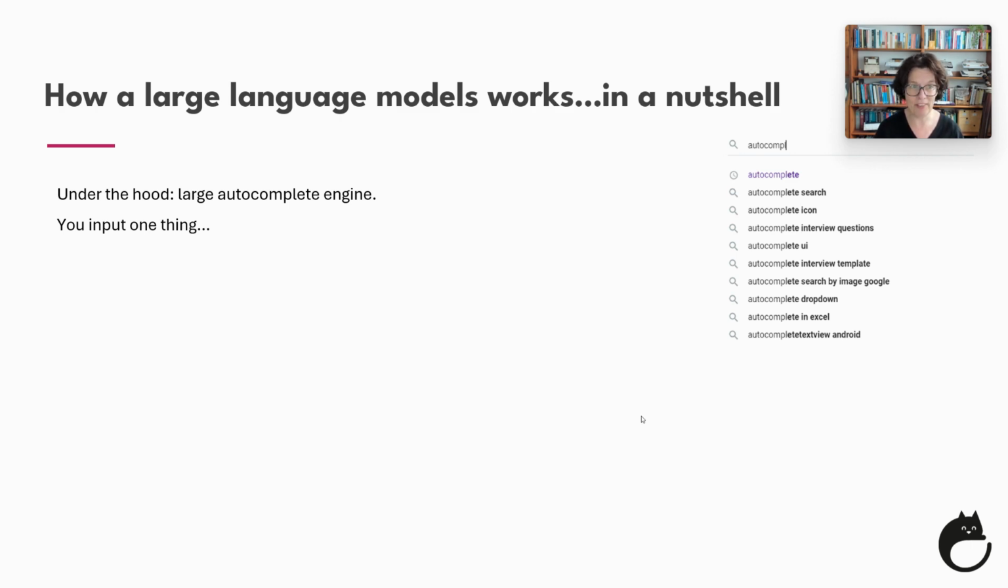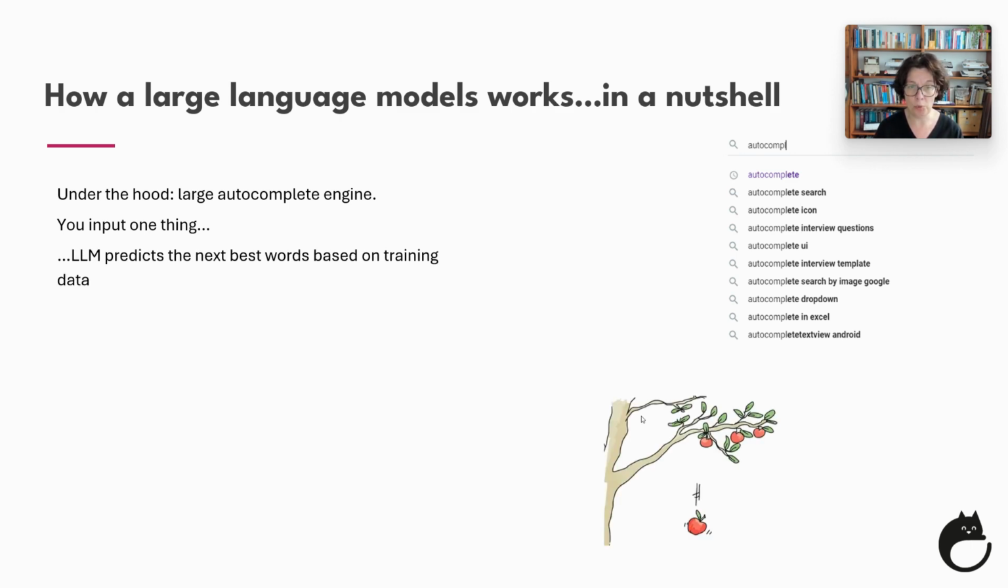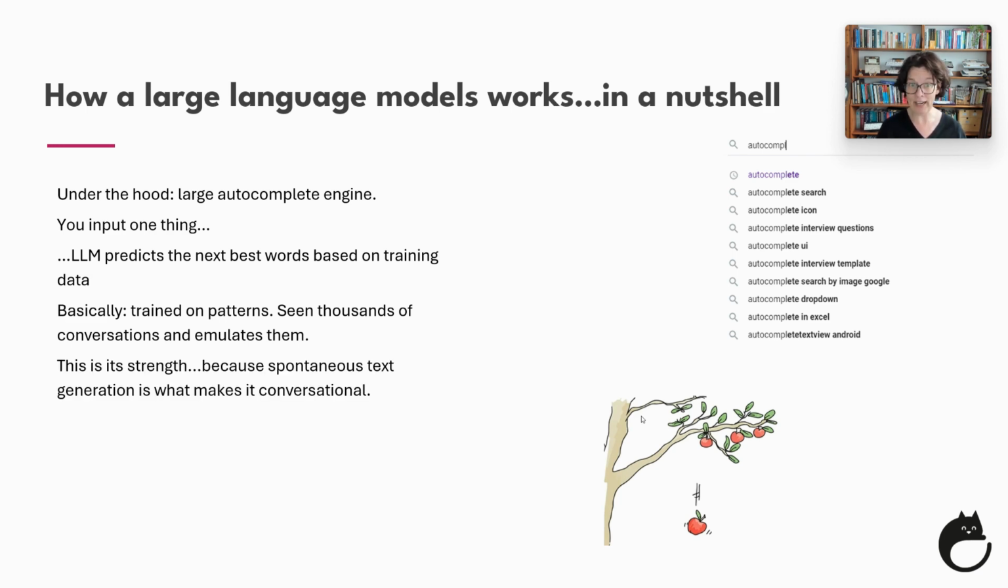So you input one thing, and the LLM predicts the next best words based on its gigantic set of training data. It works just like when I say "the apple doesn't fall far from the," and you will say "tree." So basically, a large language model is trained on patterns. And when you think in terms of conversations and conversation design, obviously, a large language model has seen thousands of conversations and it knows how to emulate them. That's its strength, because spontaneous text generation is what makes this large language model extremely conversational. But at the same time, it's also its weakness.